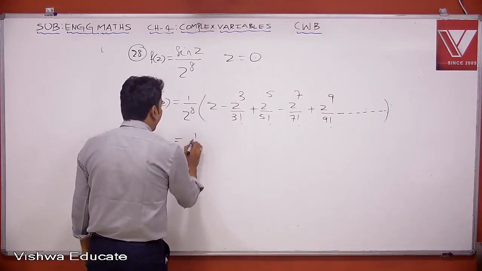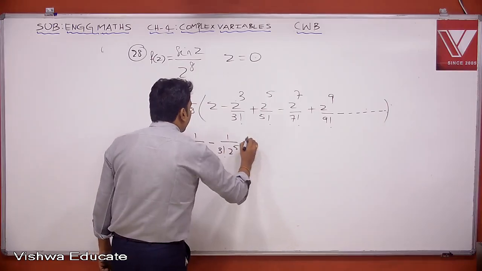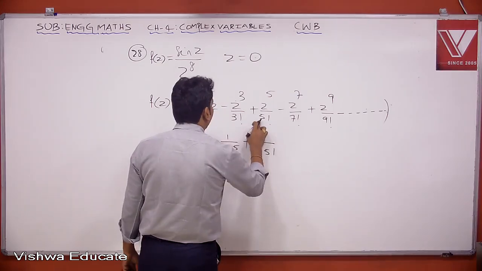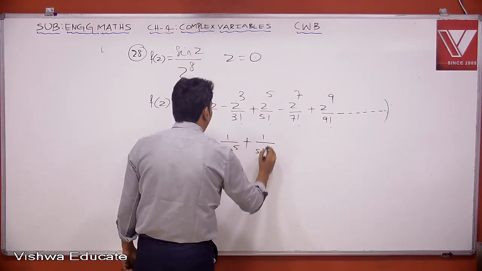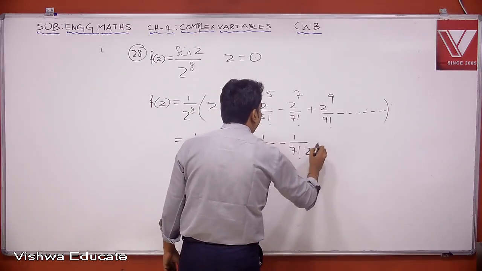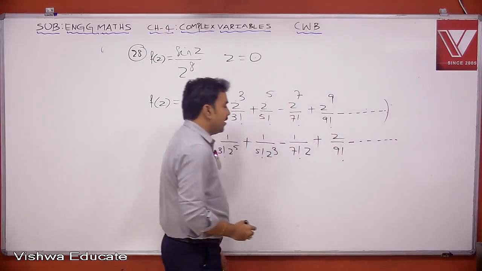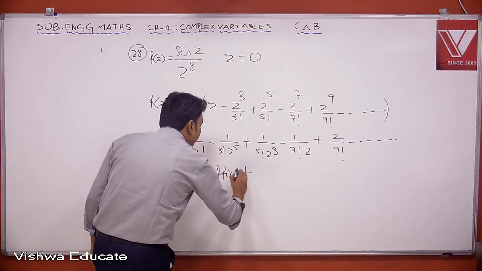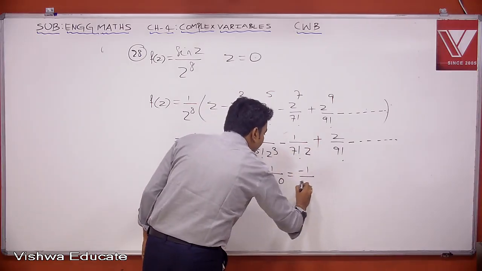Now this is 1 by z power 7 minus 1 by 3 factorial into z power 5 plus 1 by 5 factorial into z cube minus 1 by 7 factorial into z plus z by 9 factorial minus and so on. Now when you look at this, here the coefficient of 1 by z minus 0 equals minus 1 by 7 factorial.